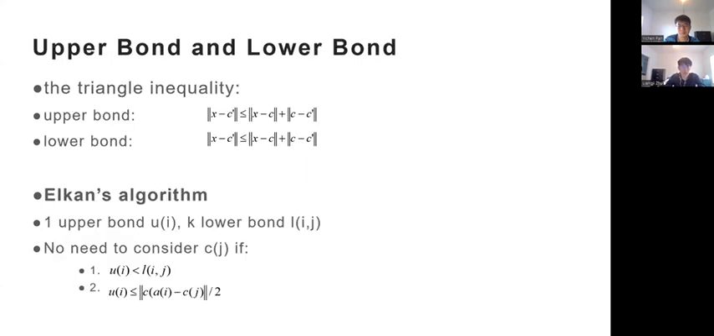Based on the triangle inequality, we can also get the boundary of the distance between the point and the center after each iteration. The following algorithms are optimized according to the boundary. Elkan's algorithm maintains an upper bound and k lower bounds for each point. The upper bound represents the maximum distance between the current center and x after iteration. The lower bound represents the minimum distance between each center and x after iteration. So we don't need to consider those centers that satisfy one of the following two inequalities, because they are not closer to x than the current center.